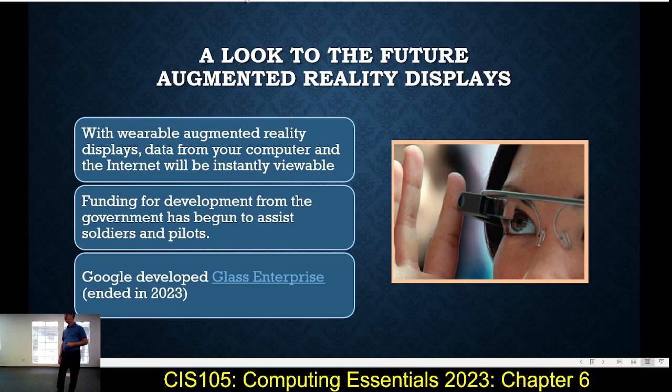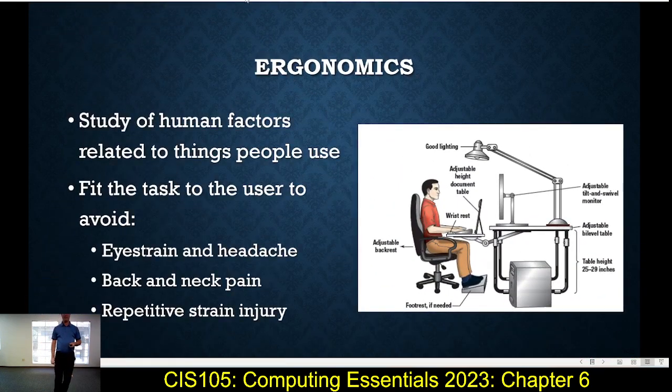So yes, Google actually had Google Glass out there for some time. They developed something called Glass Enterprise, which ended in 2023, that companies can actually use. Yes, it is a pair of glasses where they can actually see a little tiny computer in the corner of their glasses, which was really cool. That really was augmented reality.